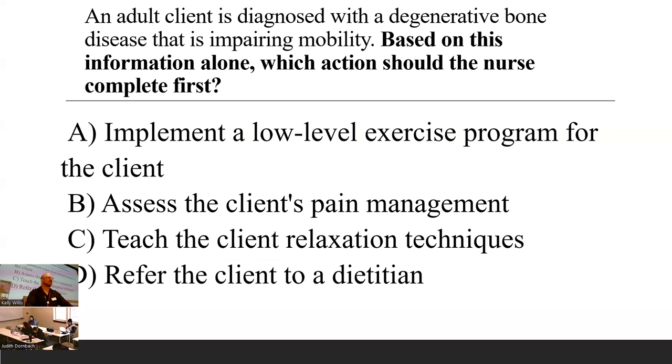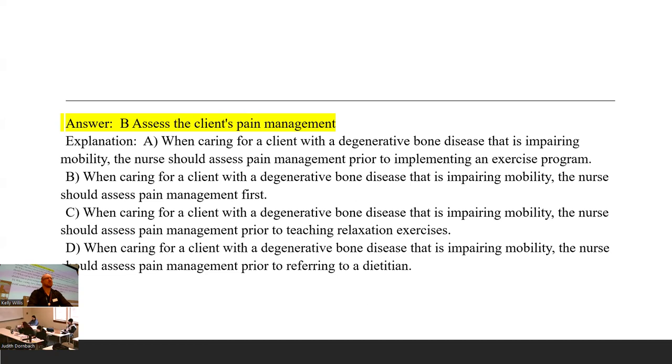A client, an adult client, is diagnosed with degenerative bone disease that is impairing mobility. Based on this information alone, which action should the nurse complete first? Implement a low-level exercise program for the client. Anybody think that one? Assess the client's pain management. And teach the client relaxation techniques. Refer the client to a dietitian. Is B. That's kind of a priority action. We want to make sure their pain is under control because they're not going to learn anything really if they're in pain. I'll leave this up for a minute.